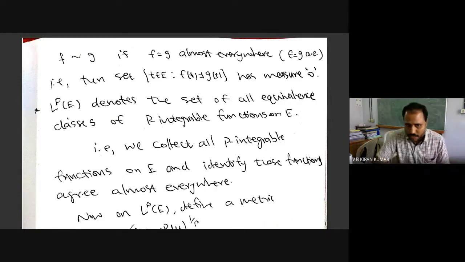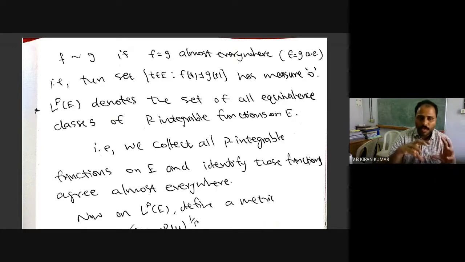That's it. Now this is our space L^p(E). Remember that you consider the set of all p integrable functions on E. That's a big set. Now on this set, you give an equivalence relation. This is an equivalence relation, something you can easily verify.